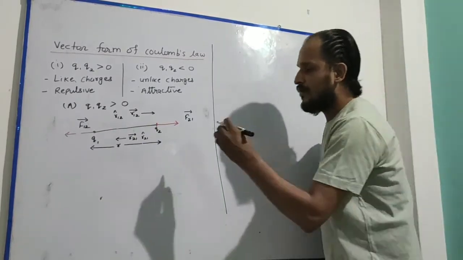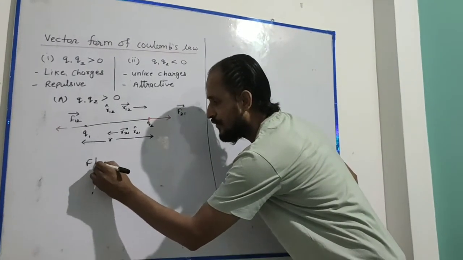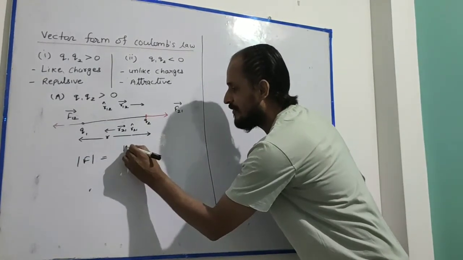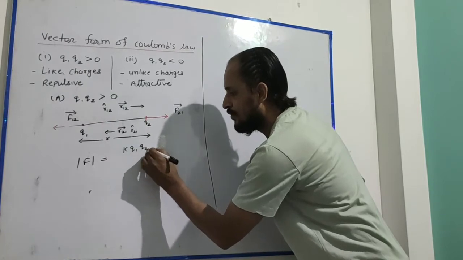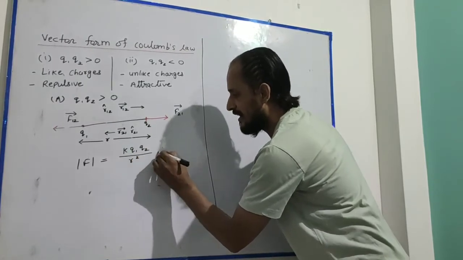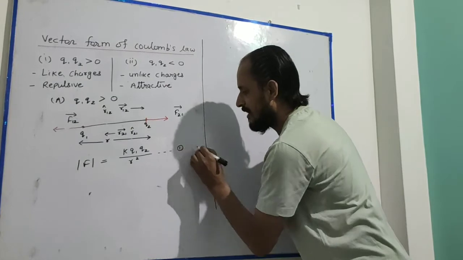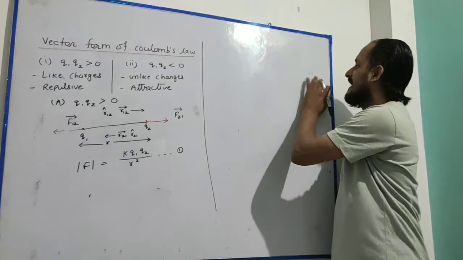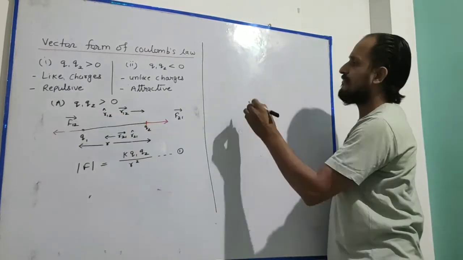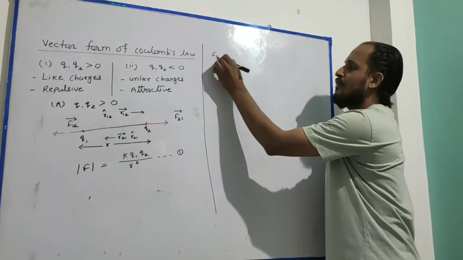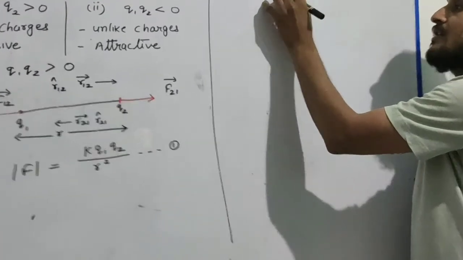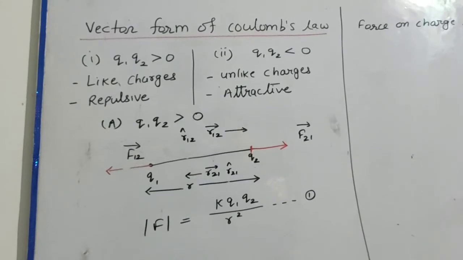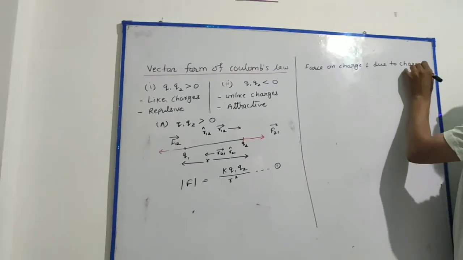Agree? And one more thing, we know that the magnitude of force that we have calculated earlier is equal to K Q1 Q2 upon R square. Equation number 1. Now, how we can express force F12 vector? It is force on charge 1 due to charge 2.